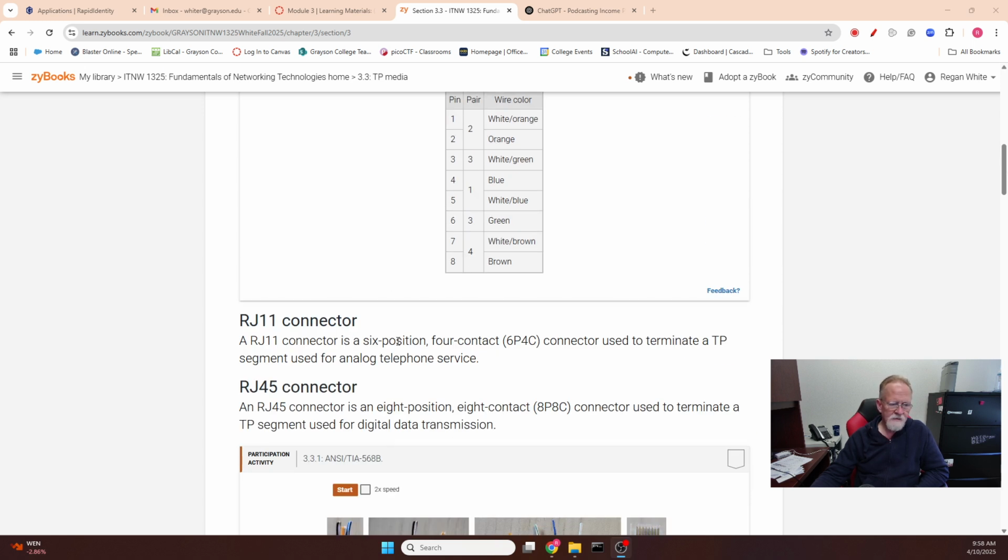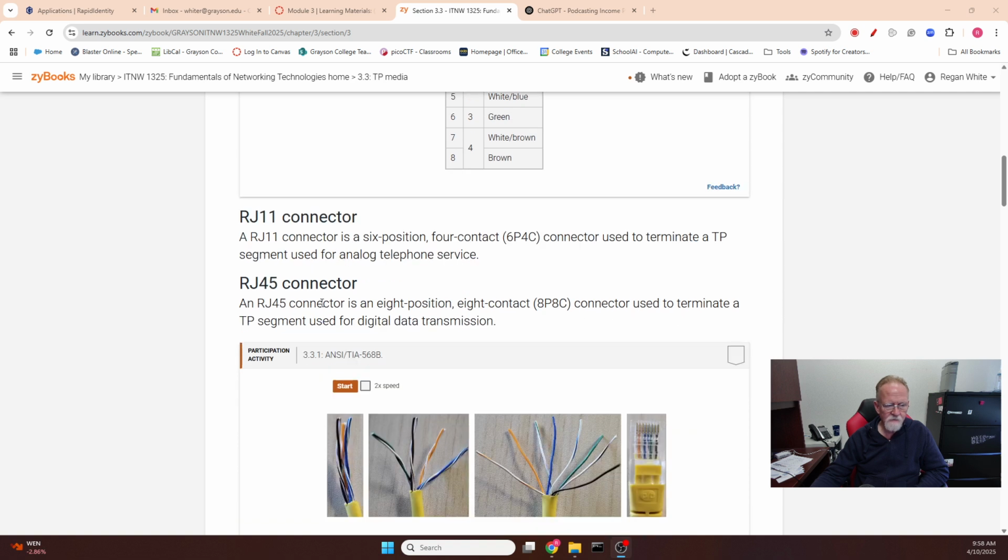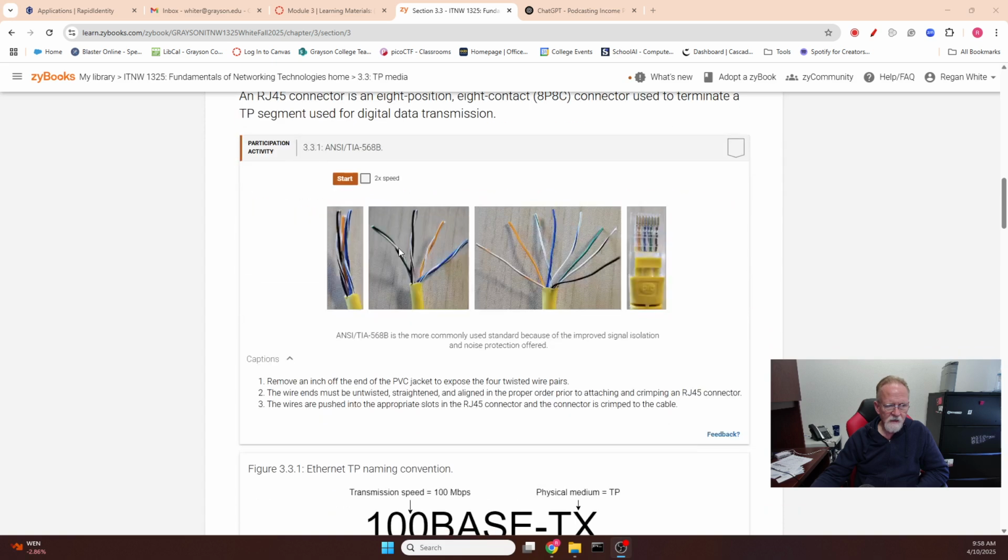RJ11 connector, that is a 6-position 4-contact connector. Basically, that is what you would use to connect old telephone lines. It looks like a network connector, an RJ45 connector for a computer, but it's much smaller. And it uses a smaller set of pairs. There are only four contacts, so there are only 4 wires, basically 2 pairs inside the RJ11, whereas the RJ45 has 8 contacts, so there are 4 pairs. That's what it looks like.